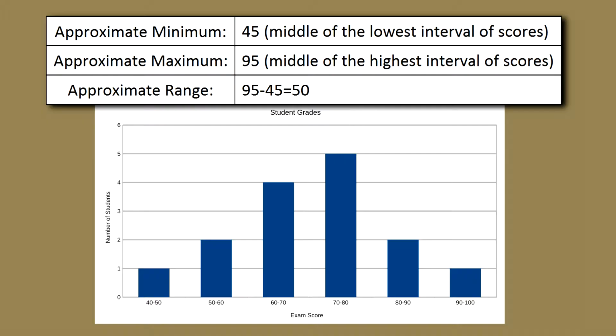In our exam score example, you can see that the approximate minimum is 45, that is, the middle of the lowest interval of scores. The approximate maximum is 95, the middle of the highest interval of scores. So our approximate range is about 50 points, 95 minus 45.